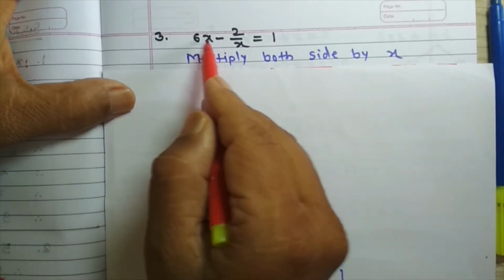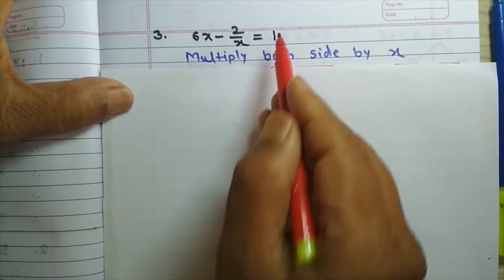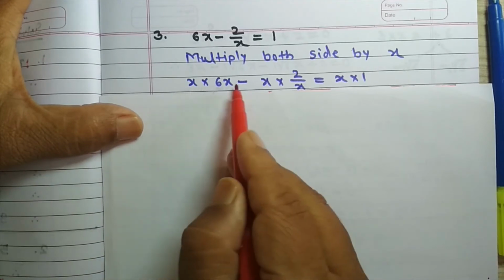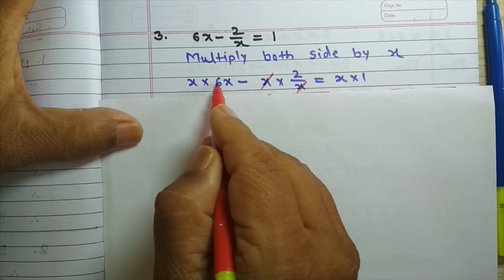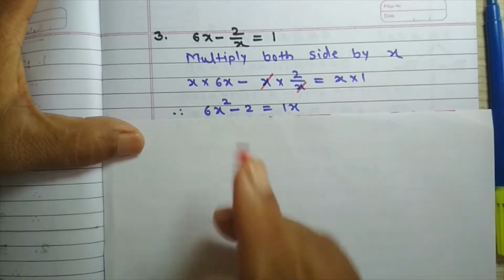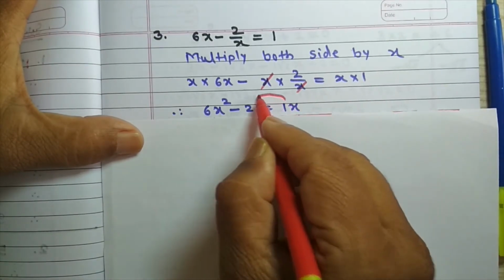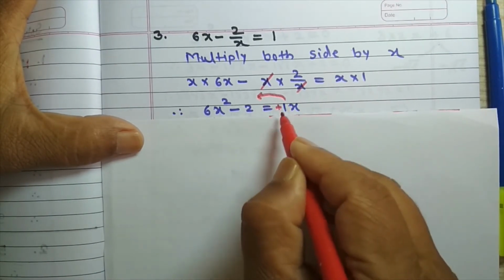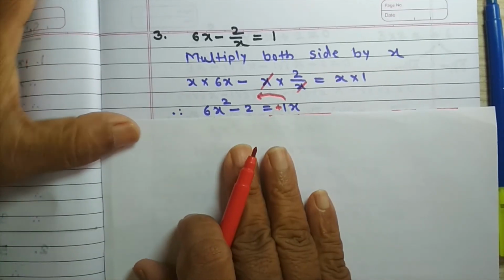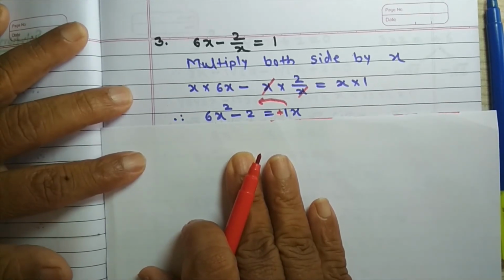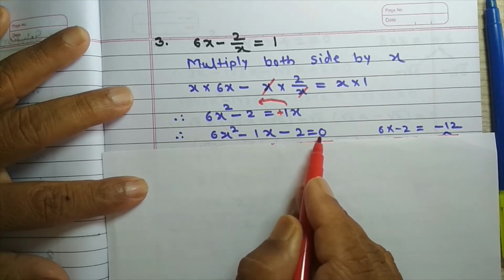Therefore, x into 6x minus x into 2 upon x is equal to x into 1. See here, x cancels. Then it becomes 6x square minus only 2 remains is equal to 1x. 1x we have to take to the left side of that equation. Here plus 1, then it becomes minus. This is the middle term, therefore we have to write it in the middle of the equation. See here, 6x square minus 1x minus 2 is equal to 0.